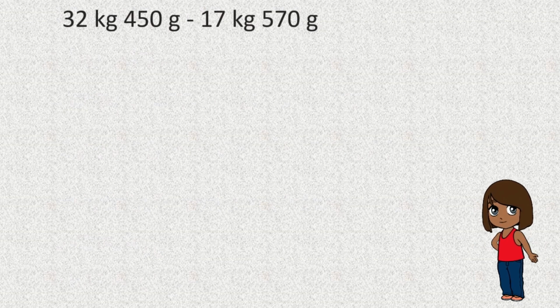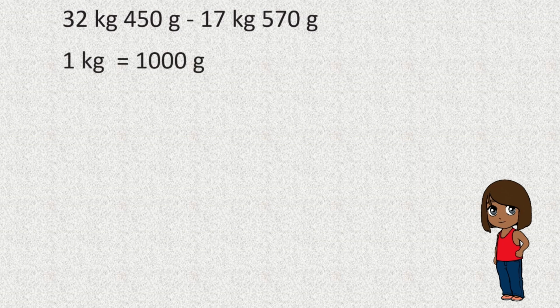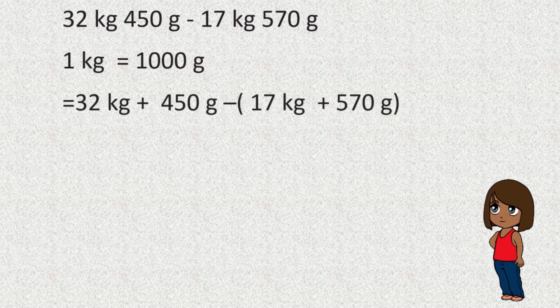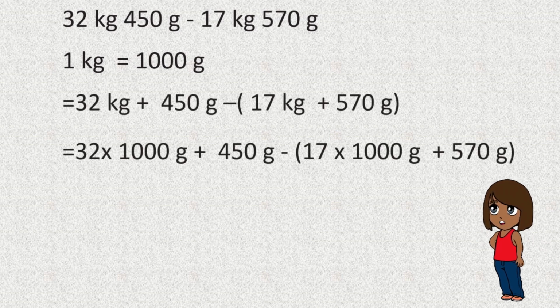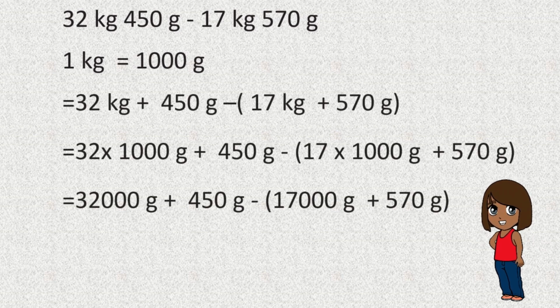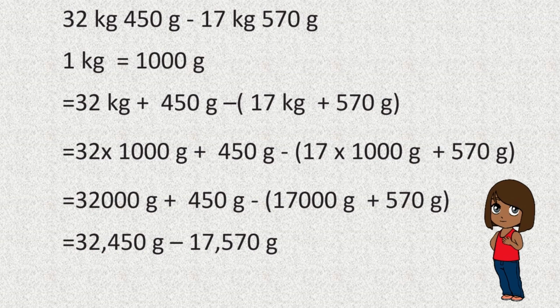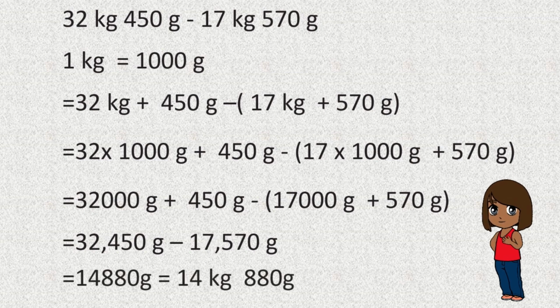Let's see a subtraction question. 32 kilograms 450 grams minus 17 kilograms 570 grams. Here again, convert all units to the smallest common unit. In this case, convert all kg into grams by multiplying by 1000. In the end, you will get the answer in grams. This can be converted into kg and grams if required.